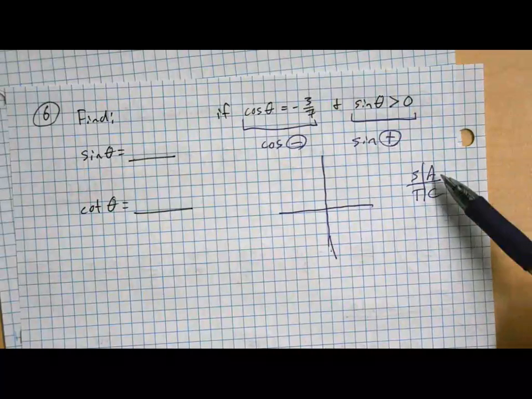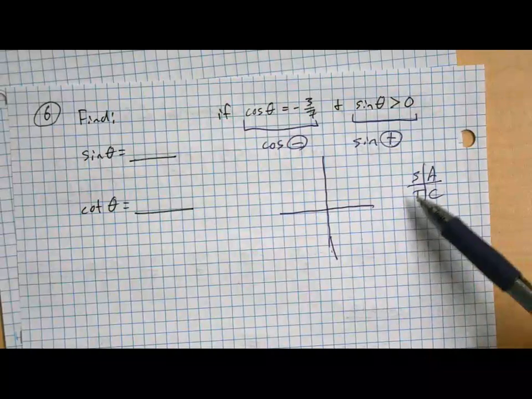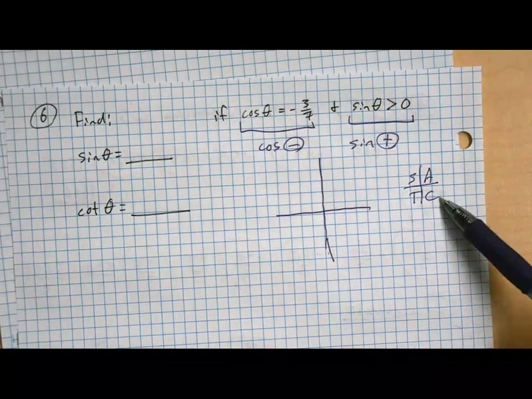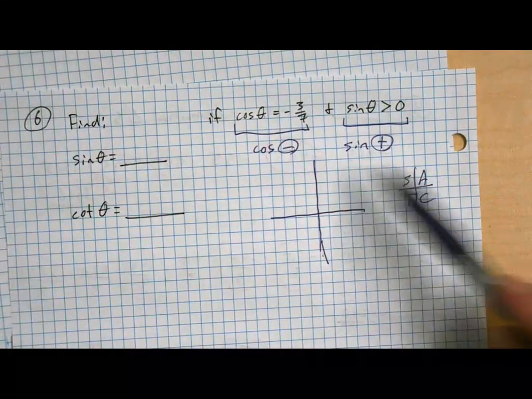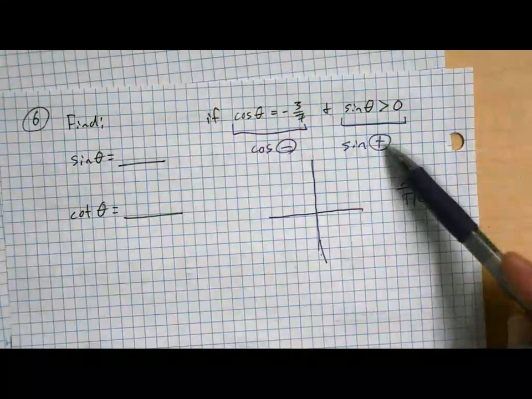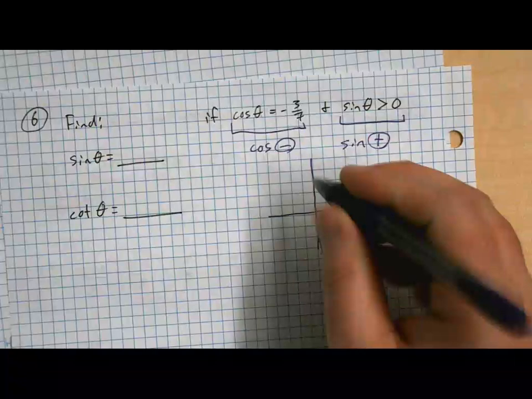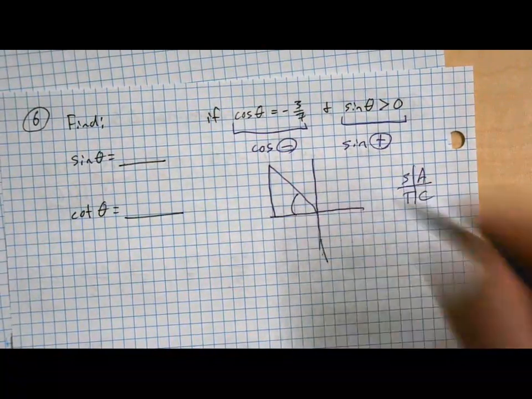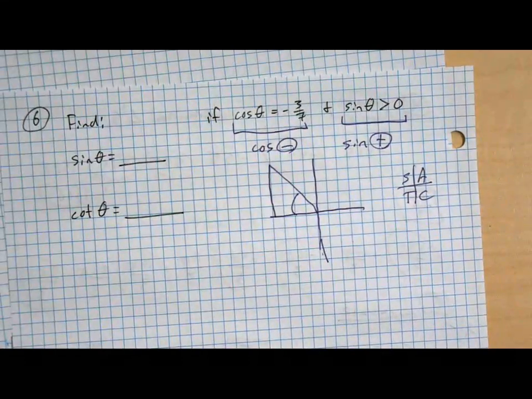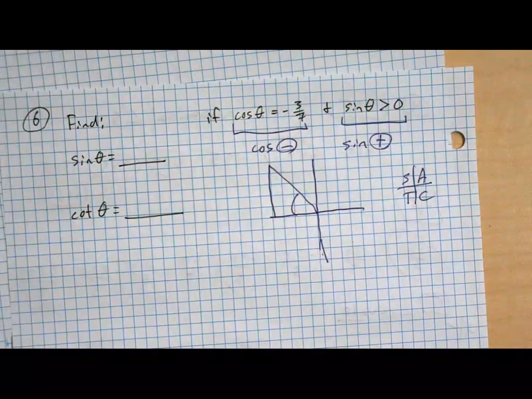So they're all positive in the first quadrant, only sine's positive in the second quadrant, only tangent's positive in the third, only cosine's positive in the fourth. So the fact that cosine's negative and sine's positive must mean we're in the second quadrant, because sine is the only positive one here. So that's your first phase, is figuring out where is my reference triangle.